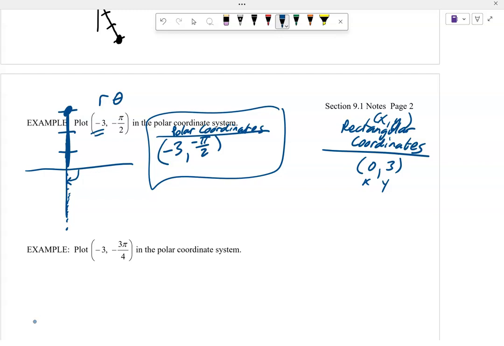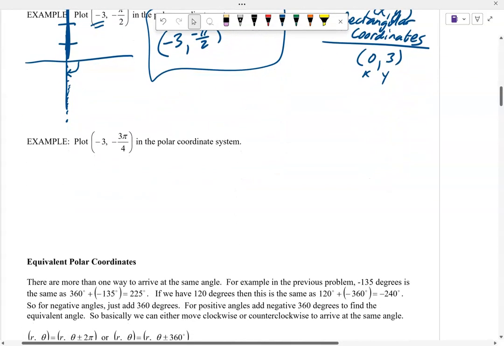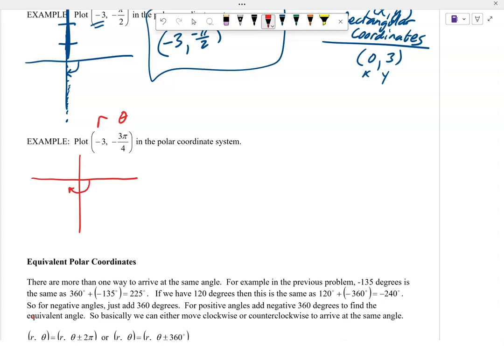This next one's a good one to try. So go ahead and pause the video. Try that one, negative 3 pi fourths. Here's our r and our theta. All right, so I'm rotating negative 3 pi fourths. Negative 4 pi over 4 would be negative pi. It's not negative 3 pi, it's not negative 4 pi over 4. That's negative 3 pi over 4, or negative 135. So that's where it would normally be, but notice the r is negative, so I've got to go in the opposite direction. 1, 2, 3. There's the point right there.